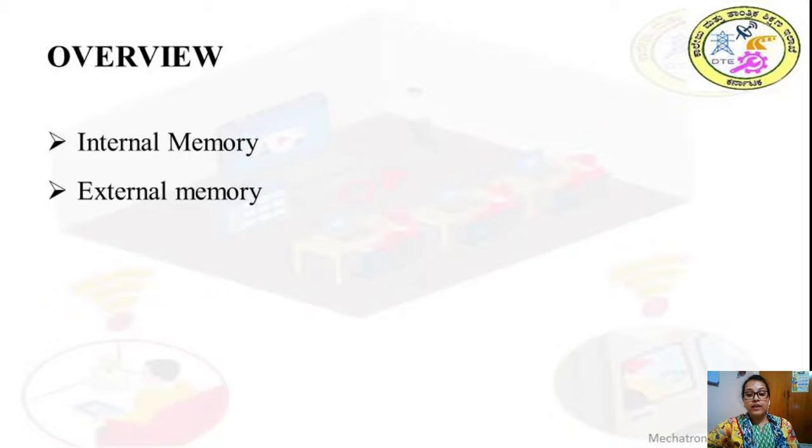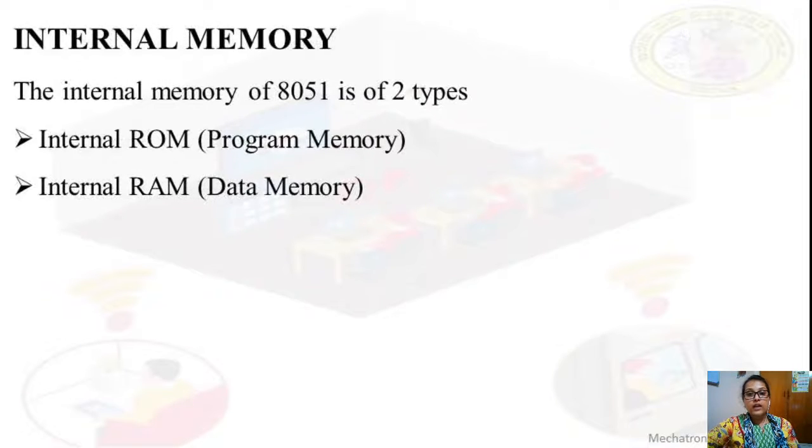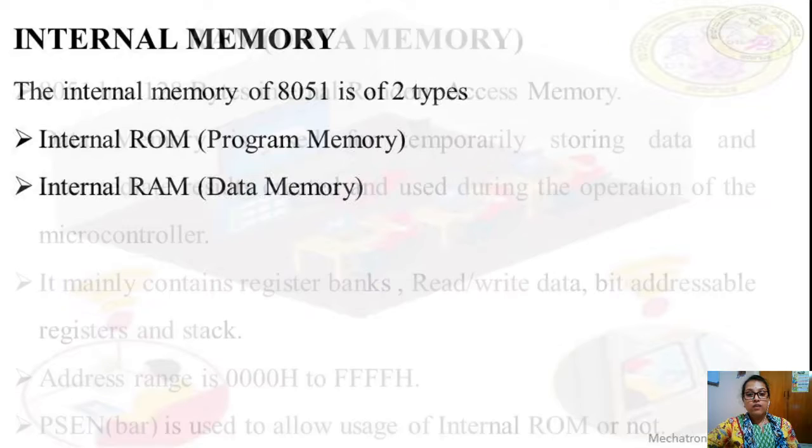So this 8051 has both internal ROM and internal RAM. Internal ROM is program memory, permanent memory. Internal RAM is data memory, temporary memory. If these internal memories are inadequate, then you can add external memory using suitable circuits.